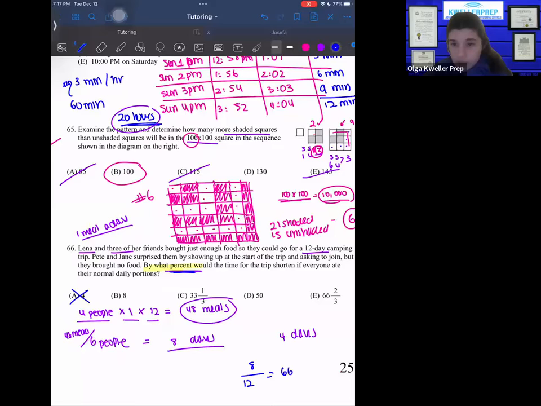8 out of 12, which is 66% of the original, or 2/3, right? 66% of the original trip, which is 33.33% shorter. Does that make sense? They're asking by what percent did it shorten? Not what percent is it, which is this, but what percent did it shorten? So it got shorter by 4 days. 4 out of 12 is 33 1/3.